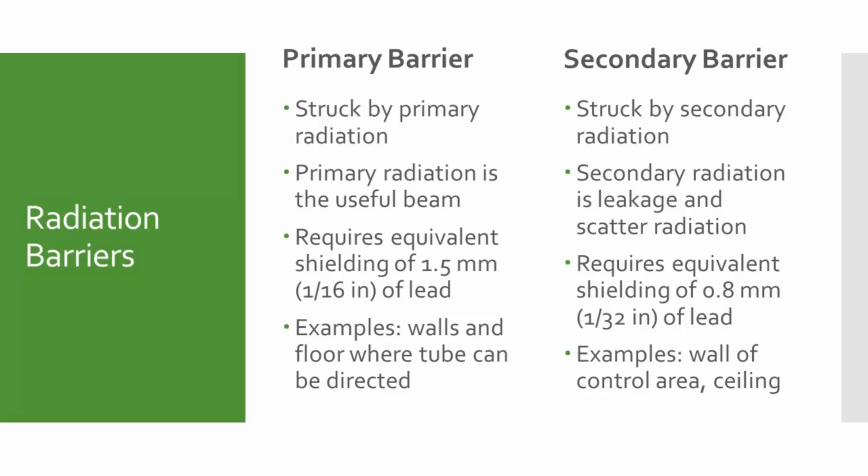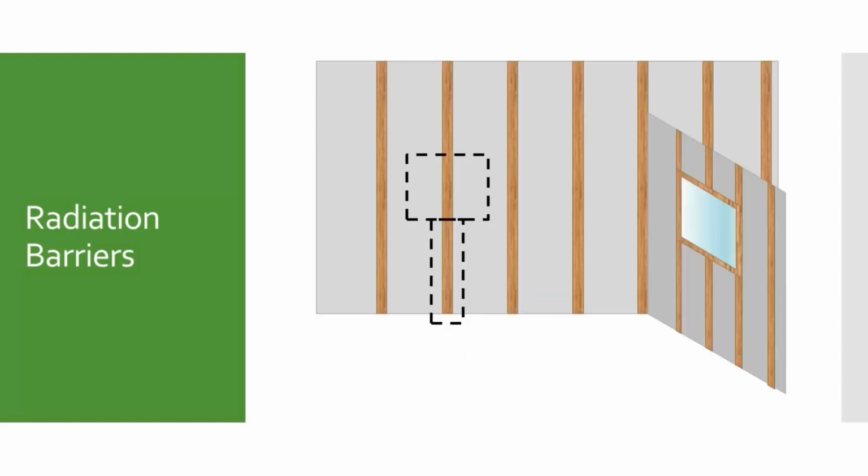Secondary radiation is that which is scatter radiation or leakage radiation. This type of radiation requires secondary barrier protection that requires at least 0.8 millimeters or 1/32 of an inch of lead equivalent protection. Examples of secondary barriers include the ceiling and the wall of the control area. You should know that it is never acceptable to direct the primary X-ray beam in the direction of the area which houses the control panel.